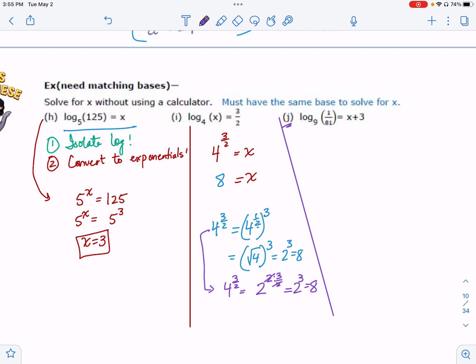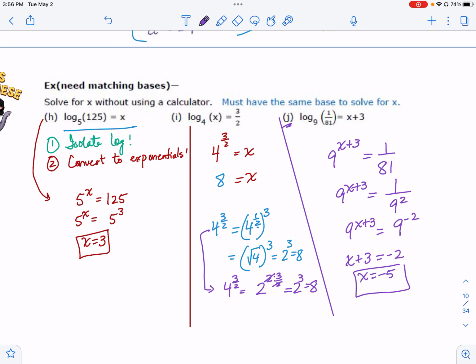Now, the third one here, also log is isolated, so let's move on to converting it to exponential. 81 can be written as 9 squared. If I bring it to the numerator, so both sides have the same format, I have to change the power to negative. And this gives me x plus 3 equals negative 2, and hence x equals negative 5.